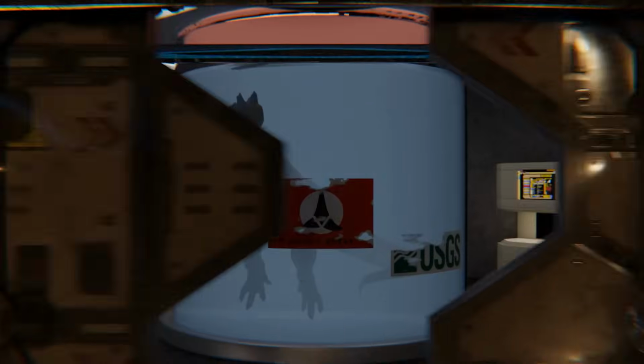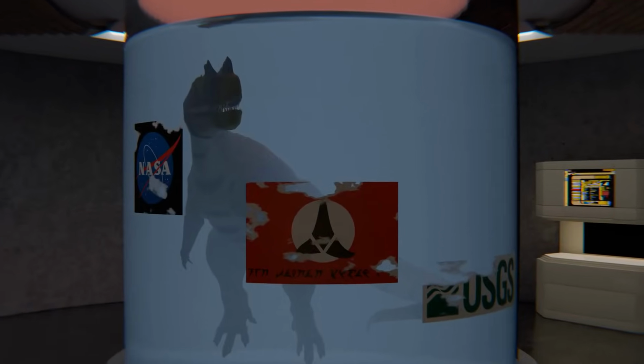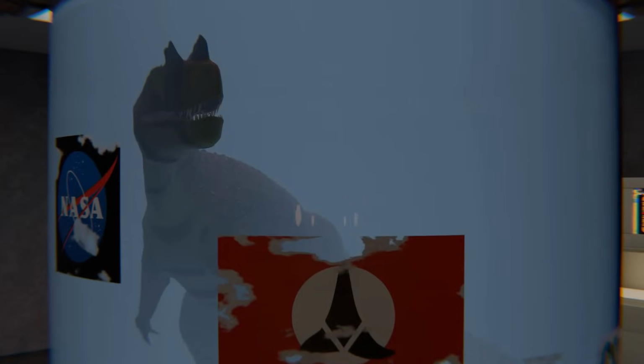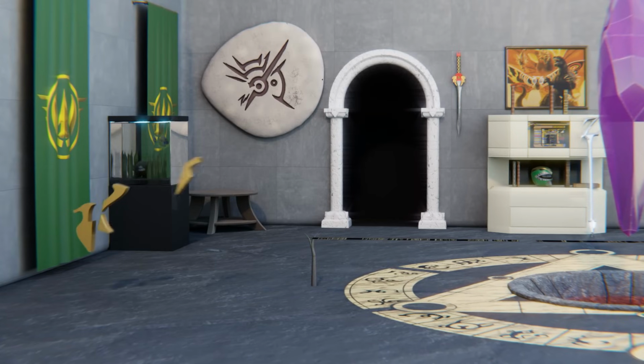You found the skeleton. How would you tell it's a dinosaur? You personally, how would you decide? Well, interesting question. I don't know. I'd have to do some research on that.